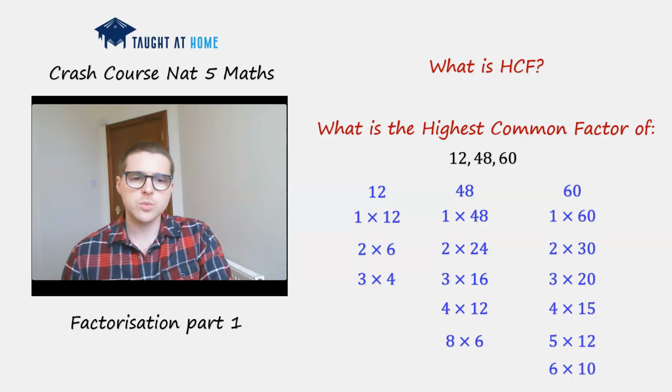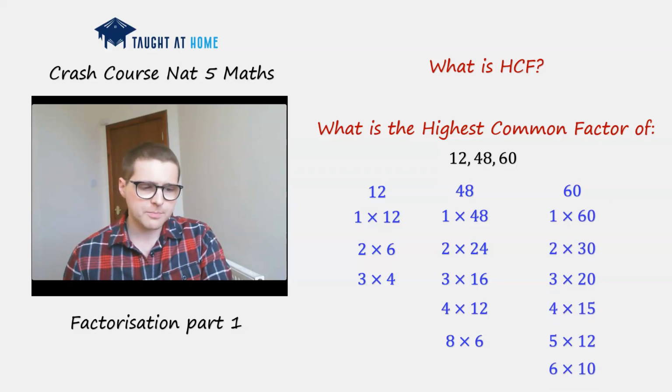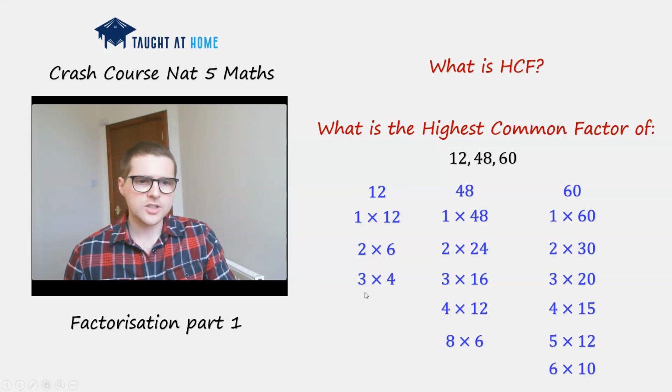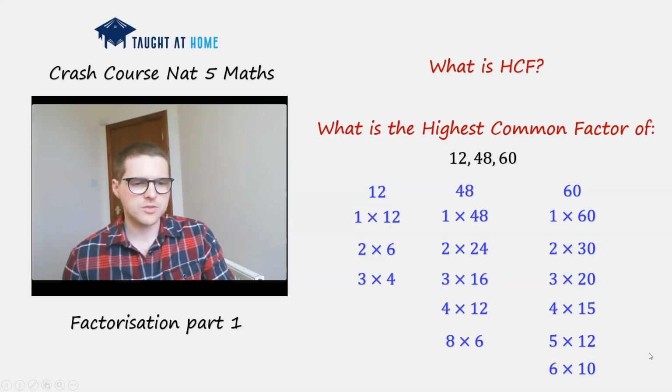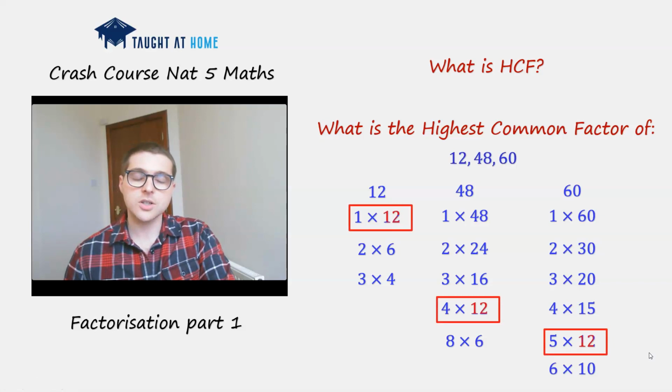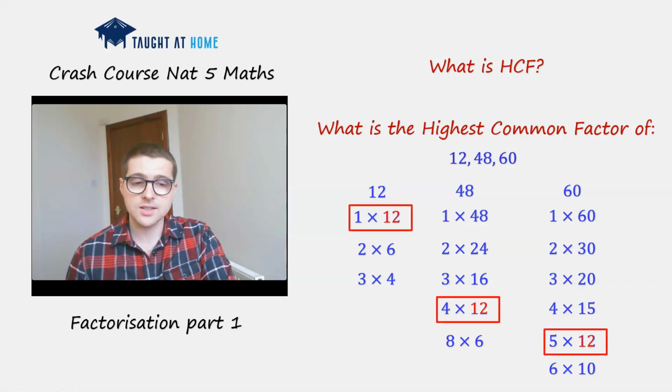Now what we're doing is we're looking at the numbers here, and we're trying to find the highest number that's common among them. So we can see here that we've got 1 times 12, 4 times 12 and 5 times 12. So the number 12 is the highest common factor between 12, 48 and 60.